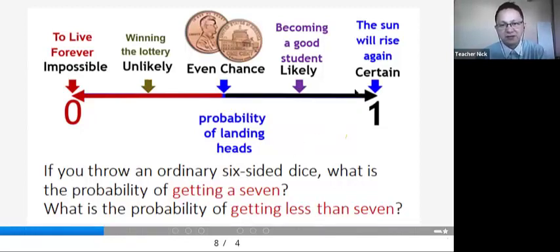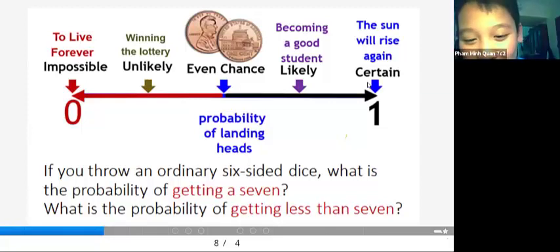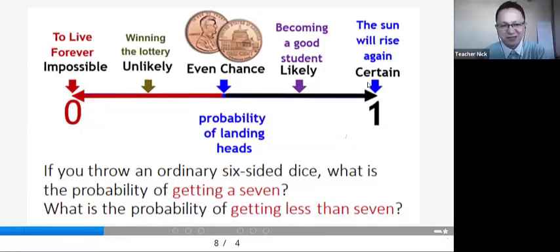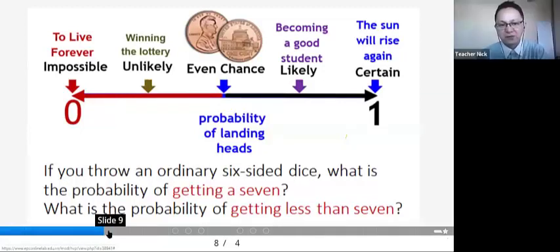All right. Now it says here, if you throw an ordinary 6-sided dice, what is the probability of getting a 7? Impossible. There is no 7 in the dice. All right. What is the probability of getting less than 7? Certain. Okay, so one. Okay, 100%.